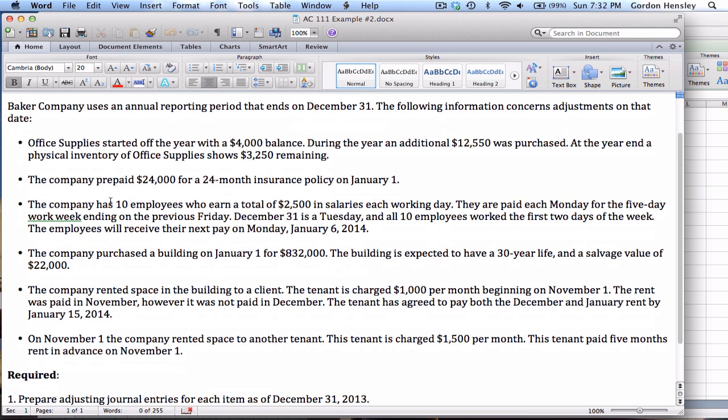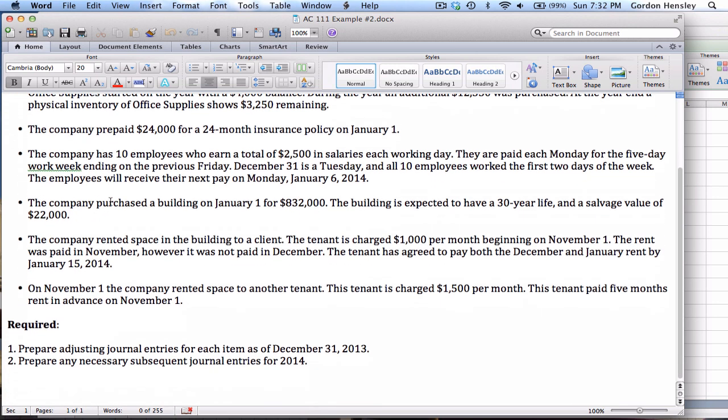And then we have a series of adjustments. Looks like about 6 different adjustments there. And on the requirements, they want us to prepare the adjusting journal entries. And then second, they want us to prepare any necessary subsequent journal entries. And we'll probably have to do that potentially on maybe a couple of these.